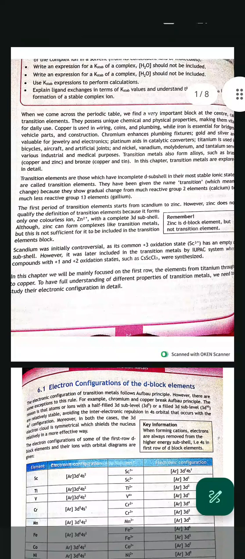Scandium was initially controversial as its common +3 oxidation state has an empty subshell. However, it was later included in the transition metals by the IUPAC system when compounds with +1 and +2 oxidation states, such as ScCl3, were synthesized.